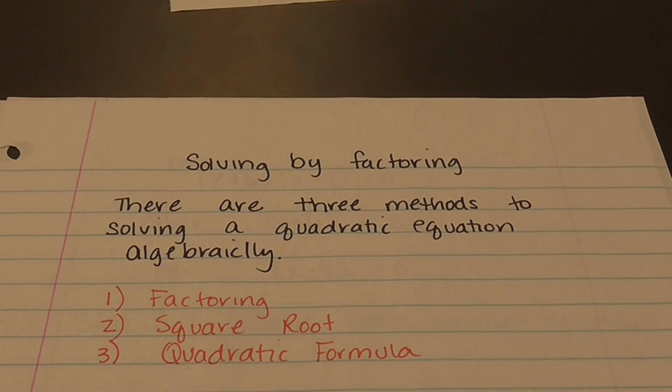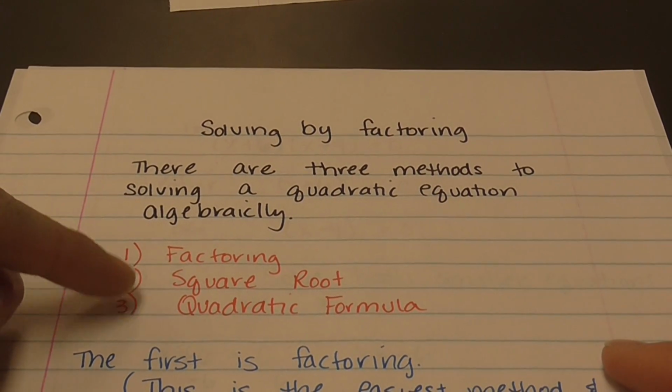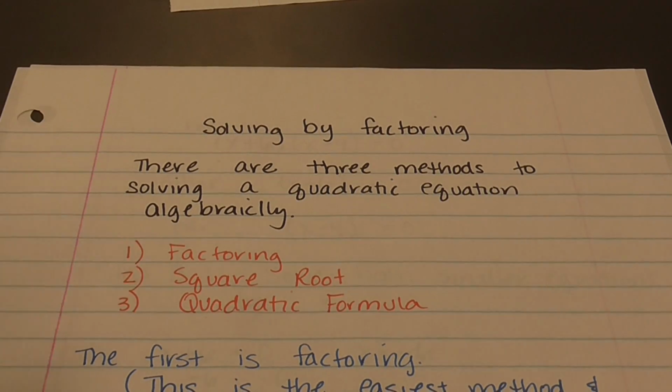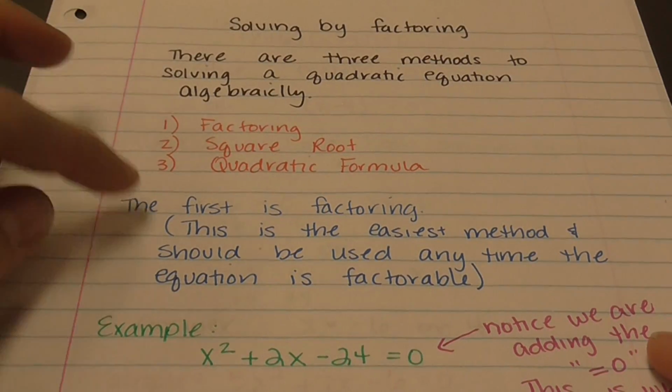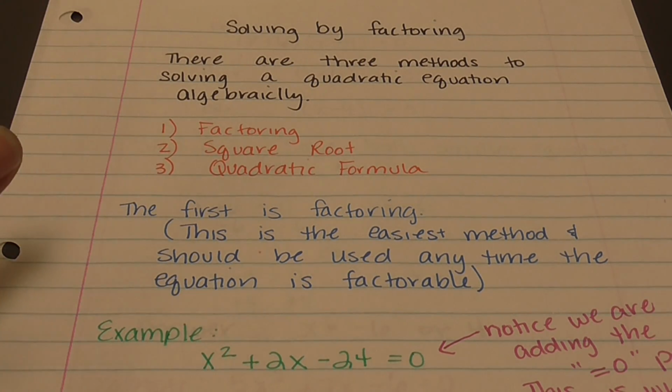So we're going to start by solving by factoring. That's one of three algebraic methods to solve a quadratic equation. You've got the factoring, the square root method, and quadratic formula, which we'll get to. So the first is factoring. This is the easiest method and should be used anytime the equation is factorable.